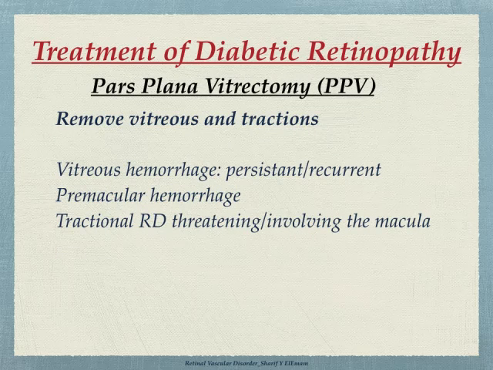In rare instances, the patient has advanced diabetic eye disease, which leads to vitreous hemorrhage and tractional detachments, and the only treatment for those patients, if the vision is affected, is pars plana vitrectomy, which is the surgical intervention. We remove the vitreous and any tractions pulling on the retina itself, and this can be used in patients who have vitreous hemorrhage, whether it's persistent or recurrent, premacular hemorrhage, and in patients who have traction retinal detachment threatening or involving the macula. Diabetic pars plana vitrectomy may be the only solution for those patients.